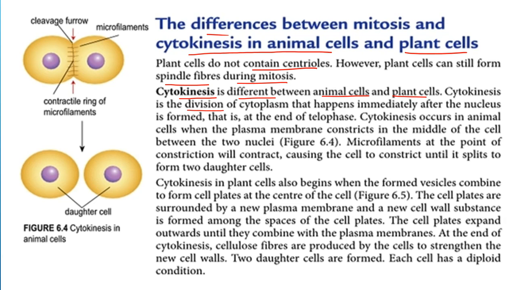Cytokinesis is the divisions of cytoplasm, okay, that happens immediately after the nucleus is formed. So ingat, cytokinesis is the divisions of cytoplasm. Dia berlaku sejurus selepas nukleus itu terhasil. Okay, at the end of telophase. Cytokinesis occur in animal cell when the plasma membrane constrict in the middle of the cell between the two nucleus. So this is cytokinesis in animal.